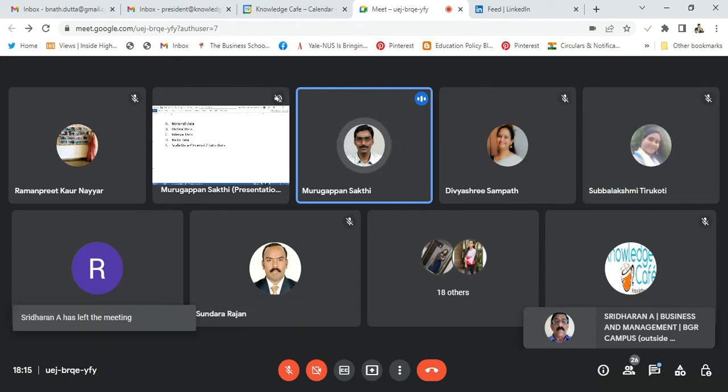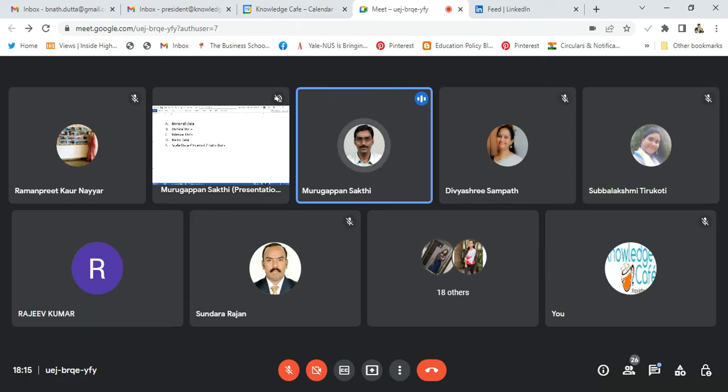Even in SPSS, you can see that they are using only three: nominal, ordinal, scale data. Some software uses four classifications, some uses three. That means interval and ratio put together are called scale data. Let us now see what we mean by nominal data, ordinal data, interval data, and ratio data.